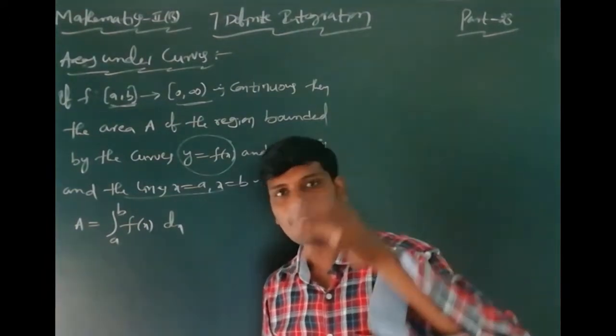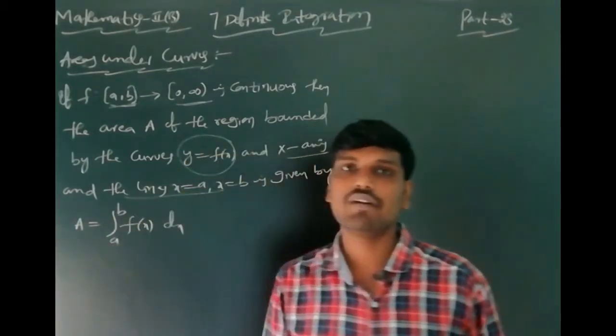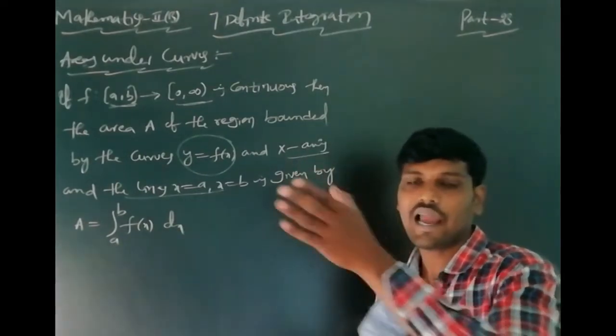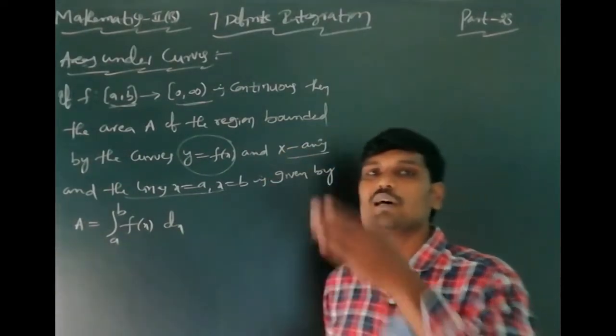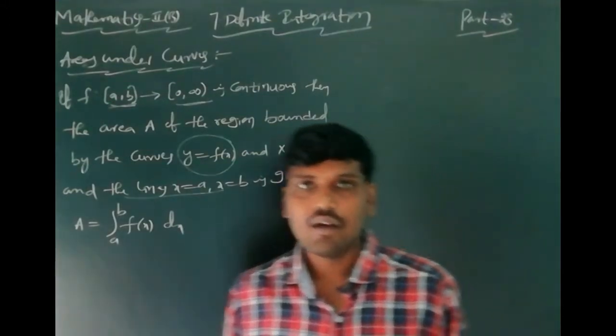Here the curve y is equal to f of x is given. The x-axis is also given. The lines x is equal to a and x is equal to b are also given. These lines are parallel to the y-axis. The area is given by an integral. But what is the curve?